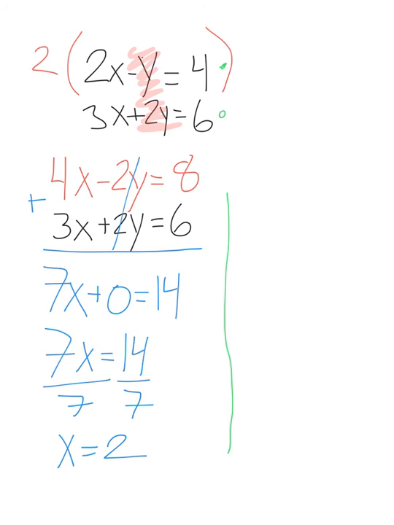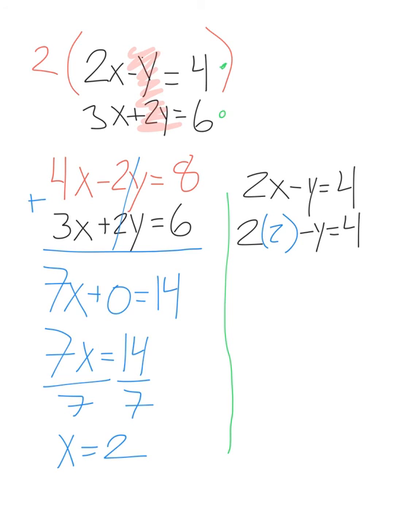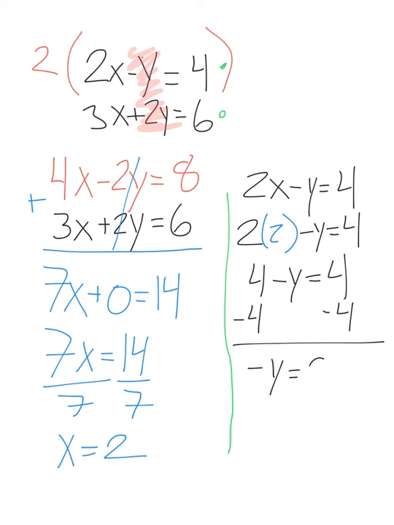So it's going to look like 2x minus y equals 4. And I'm going to plug in 2 for x. So here's where I plug in the 2 to solve for y. Plug in 2 for x: 2 times 2 is 4 minus y equals 4. In order to solve for y, I can subtract 4 from the left and right side of my equation. Negative y equals 4 minus 4, which is 0.